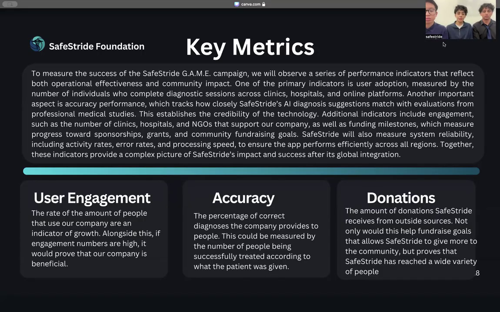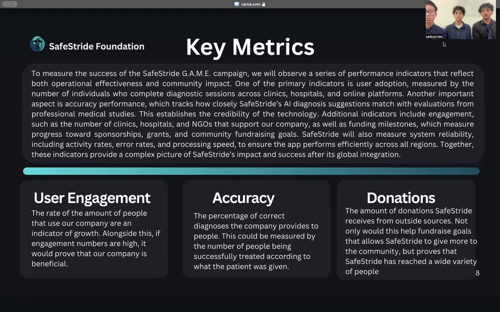Here at SafeStride Foundation, the people rely on us to have a strong, reliable database. This could be measured by the number of people being successfully treated according to what the patient was giving. Donations. The amount of donations SafeStride receives from outside sources. Not only would this help fundraising goals that allow SafeStride to give more to the community, but prove that SafeStride has reached a wide variety of people.